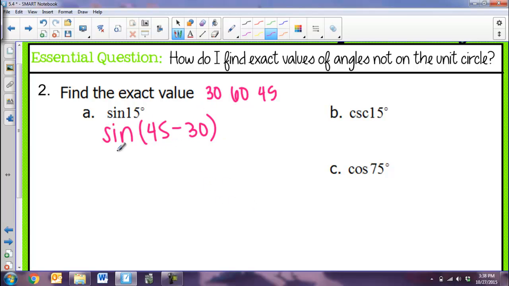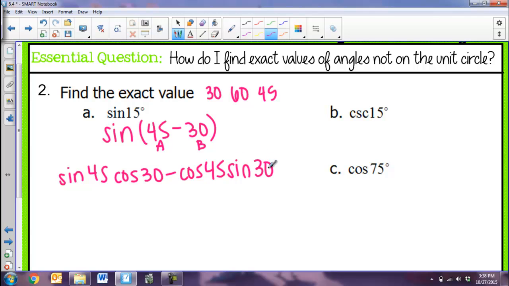So now at this point, I can use that same property that we just used, the sine of a minus b, and I can plug in 45 for a, and 30 for b. So I would have the sine of 45 times the cosine of 30 minus the cosine of 45 times the sine of 30. And again, these are values that you should know. They're on your unit circle, or you could just draw out your triangles and find them.